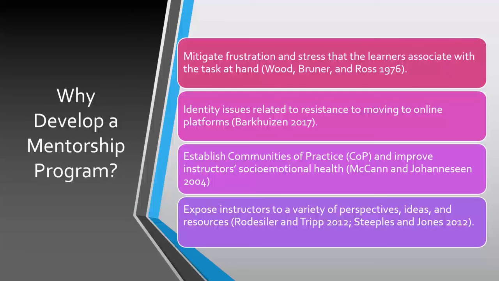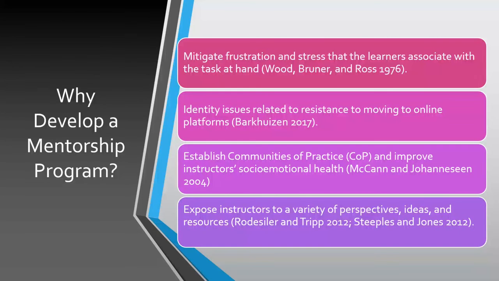So we know that mentorship programs mitigate frustration and stress that are associated with taking on any task, but especially a new task. If you think about perhaps the last time you set a goal for yourself, maybe it was to lose weight, maybe it was to go to the gym, maybe it was to do more investigation. What we know is when we have someone to do that with or someone to remind us or help us, it becomes less stressful, and generally we tend to stay on that task more and don't forget it and not follow up.